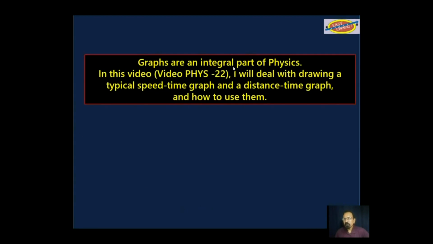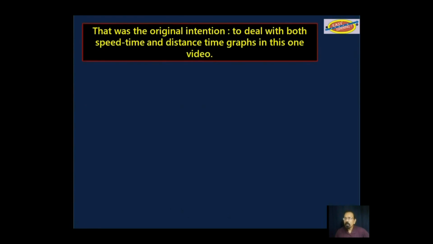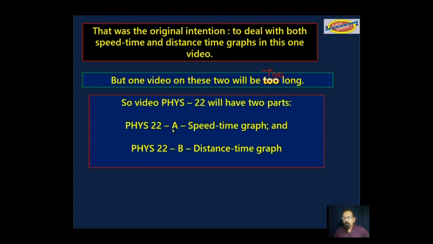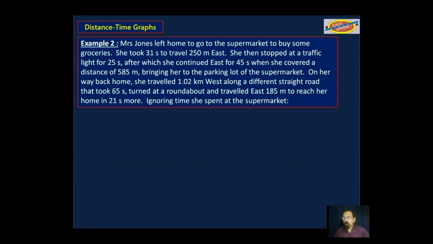We already mentioned graphs being very important in physics, and that we will split this video into two, because if we try to do one video, it will be too long. So we finish with Physics 22A, speed time graph. We are now doing Physics 22B, distance time graph. So we will be looking at one example.